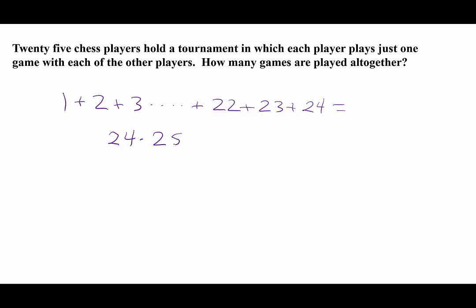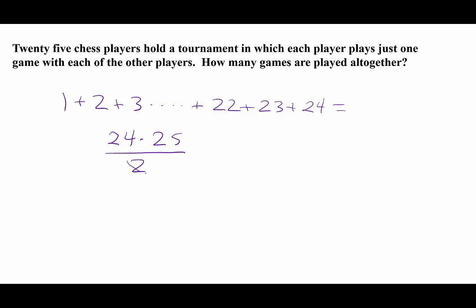Yeah. All right, so if we've got 25 people playing games and everybody plays one game against each of the other players, then the total number of games that will be played is the sum of the numbers from 1 to 24, right? One less than the total number of people playing. And that is the sum of numbers from 1 to 24: 24 times 25 divided by 2.